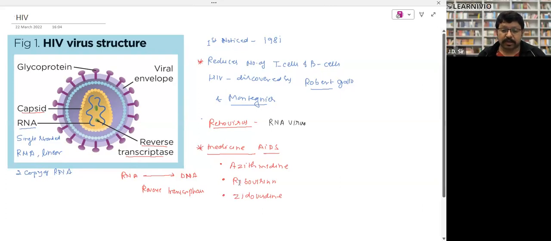Medicine. So azithromycin, right? Ribavirin and zidovudine, right? These are the medicines which are used against HIV nowadays. Note down. And remember the composition. Single stranded RNA, double stranded RNA. What is the composition? That question.